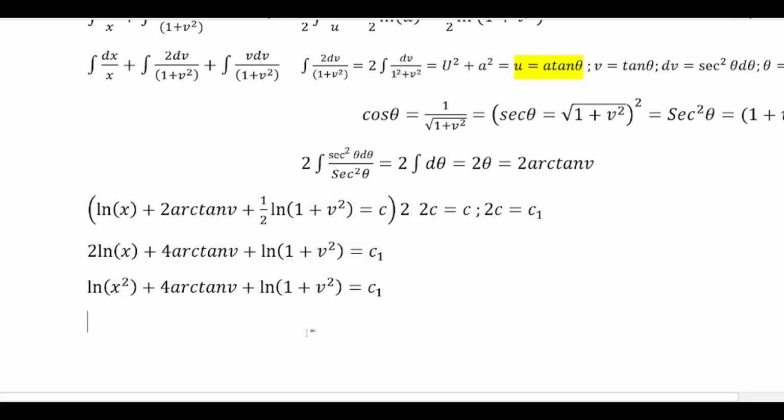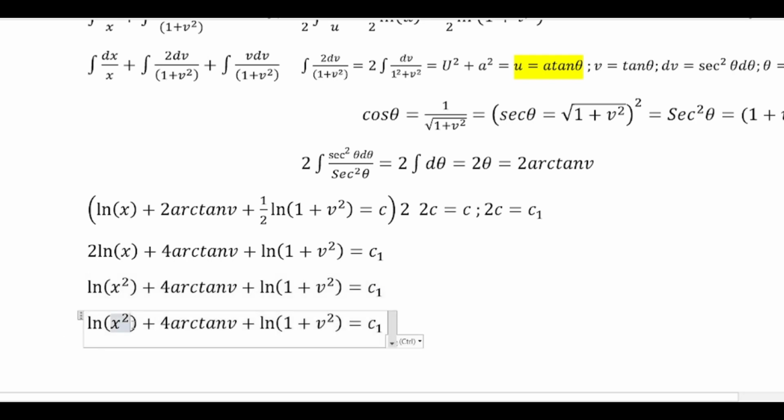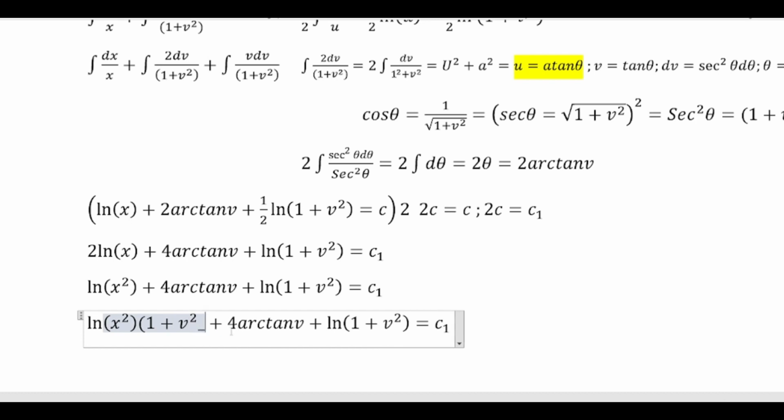Okay, now can we still simplify? Yes, another law of logarithm. This one and this one are in plus sign, which means we can actually merge them as one and then multiply it. So how do we do that? When we merge this one, let's copy this one again: ln x squared multiplied by 1 plus v squared.